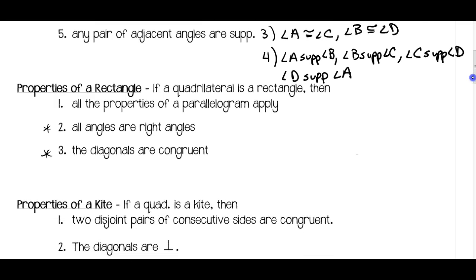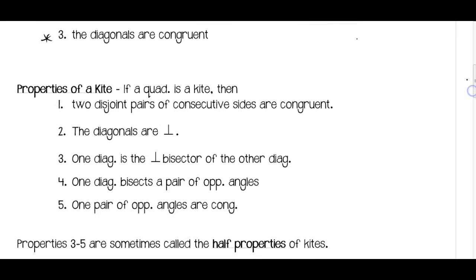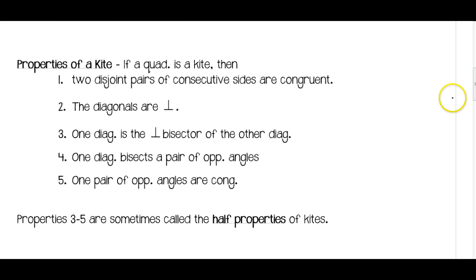So we've got rectangle, and we've got a kite. We've got 5 properties of a kite, and then again we could do a proof, and we would prove these one right after the other. And then 3 through 5 for the kite are sometimes called half properties, because when we get to rhombus, these properties, which are only true for half of the figure for a kite, they're true for the whole figure.